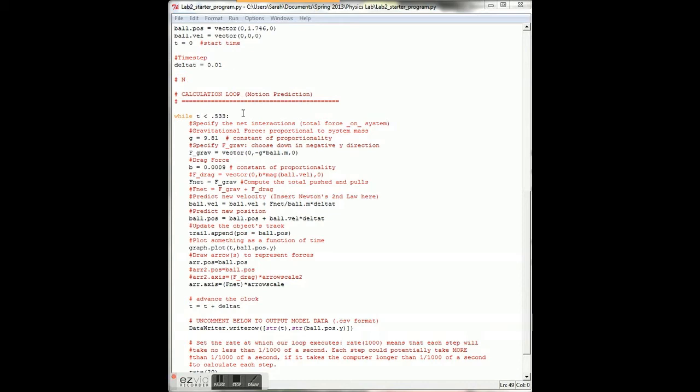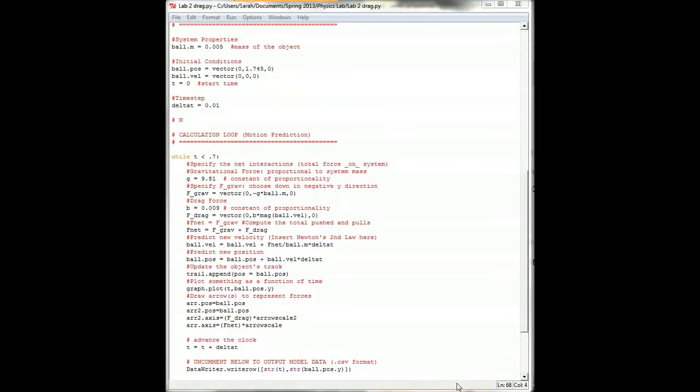I used Newton's second law to update the velocity and position equations. To update velocity, I used initial velocity plus net force over the mass of the object times delta t, and to update position, I used initial position plus velocity times delta t. Without the effects of drag, F net equaled the force of gravity.